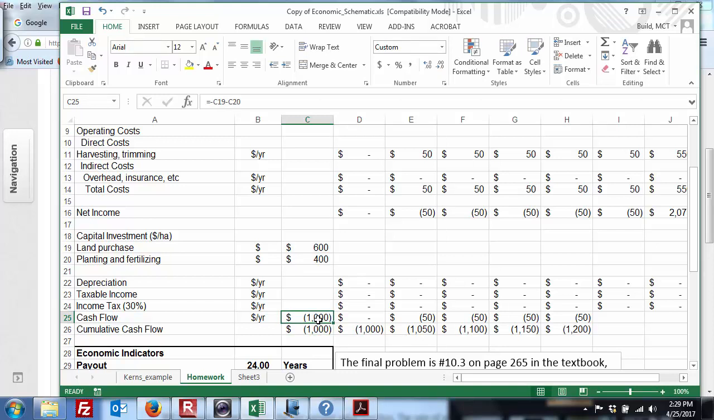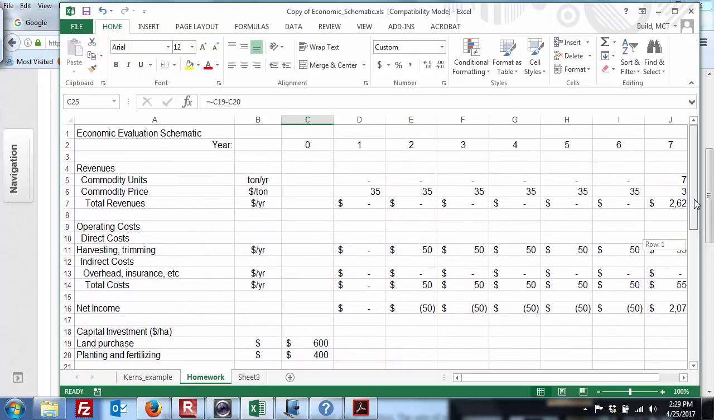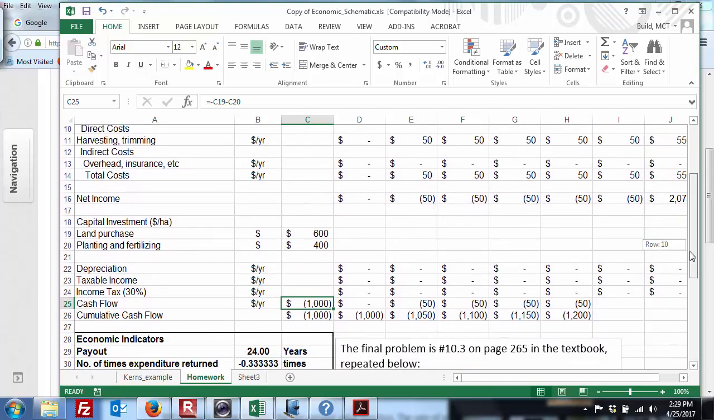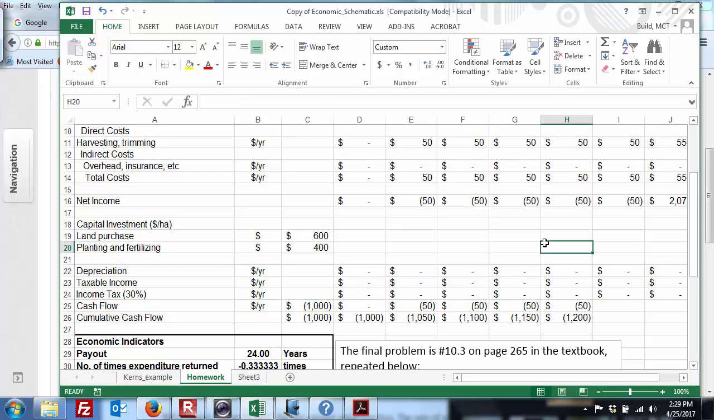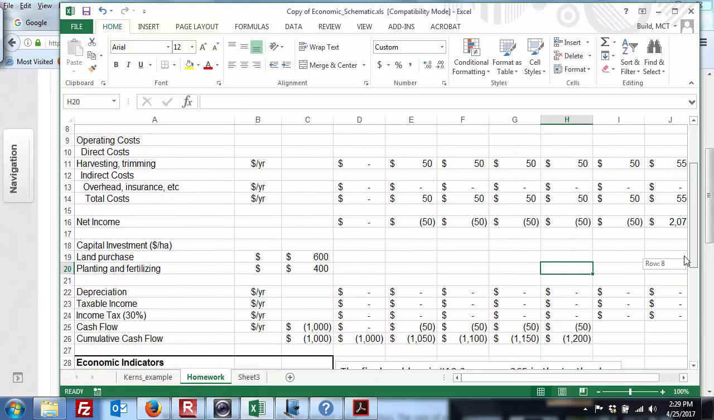So for my first year, I've got a cumulative cash flow of negative 1,000. So I had to spend the 600 on the land and 400 on the fertilizing. Year one.